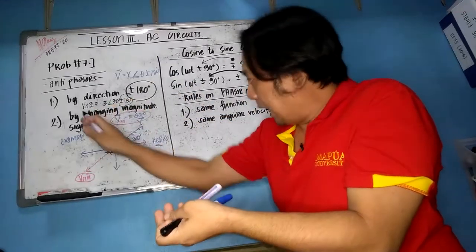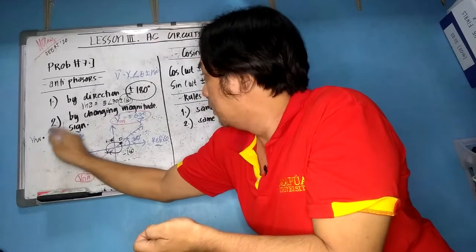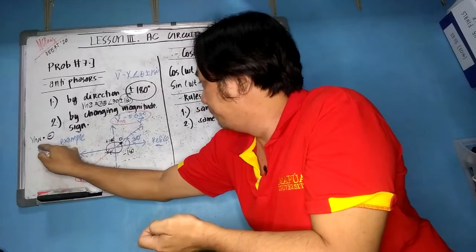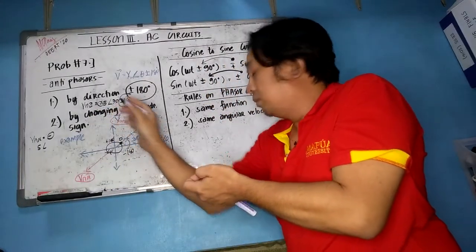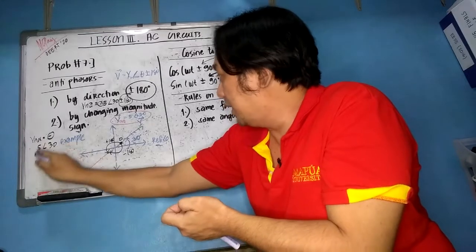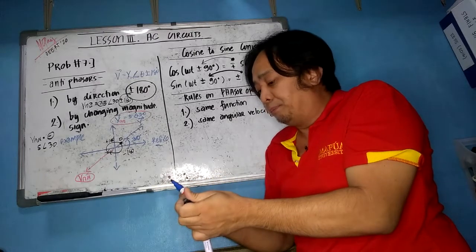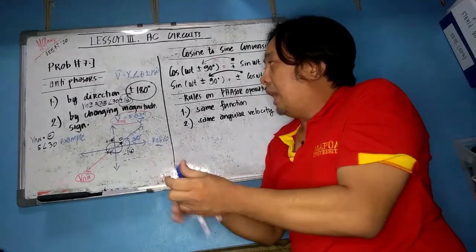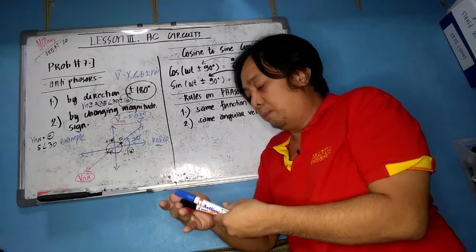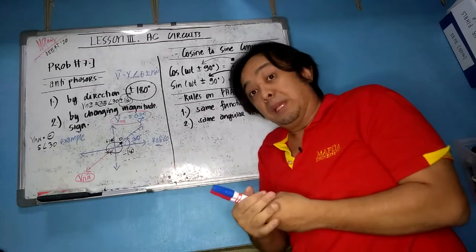Now, the other way is to change only the sign. Your VNA is simply equal to, if this is positive, just change the sign, so it becomes negative 5, but you do not need to add plus or minus 180. So we stay at 30. The answer is negative 5 bar 30. So in antiphasors, you can use the direction only, or change the sign of the magnitude. This is very, very helpful in simplifying vectors.